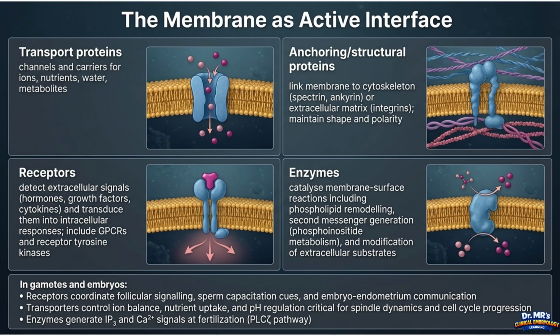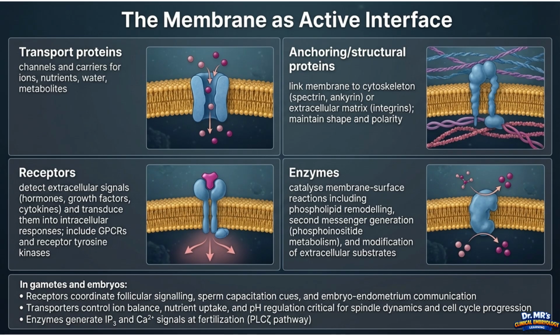We will devote significant time to these in the transport section, but for now, appreciate that without transport proteins, a cell cannot regulate its ion balance, import glucose for energy, maintain its pH, or control its volume. All of these parameters are existentially important for dividing embryos and maturing gametes.